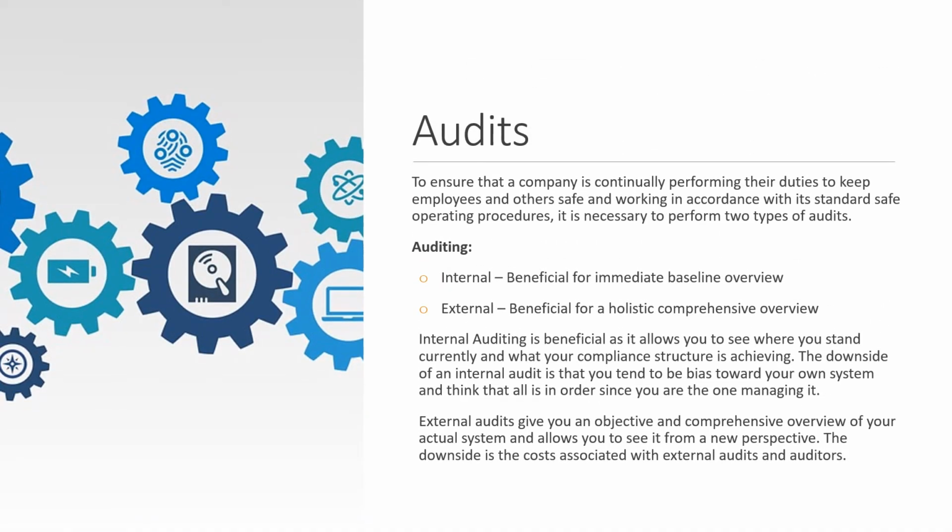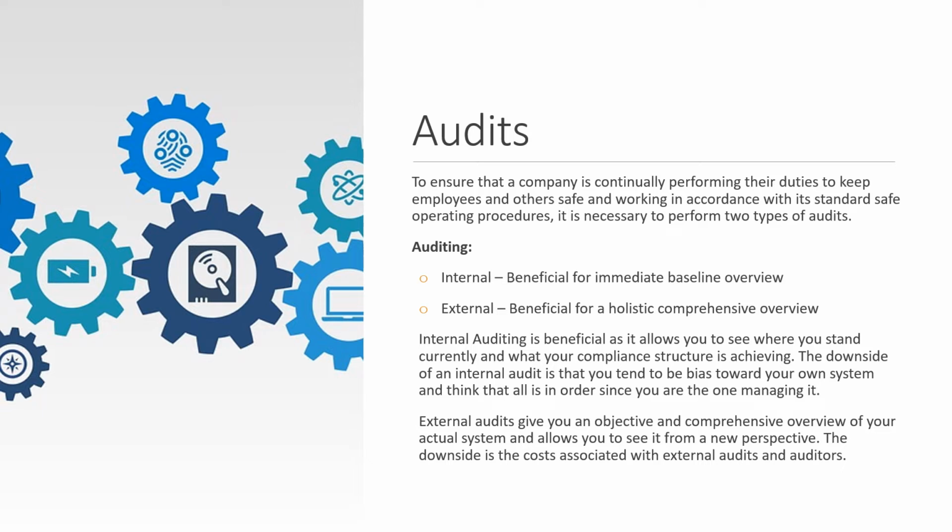To ensure that a company is continually performing their duties to keep employees and others safe and working in accordance with its standard safe operating procedures, it is necessary to perform 2 types of audits. As a health and safety representative, you may be called upon to perform an internal audit or to join an external audit. When it comes to internal audits, it is beneficial for immediate baseline overview. An external audit is beneficial for a holistic, comprehensive overview.